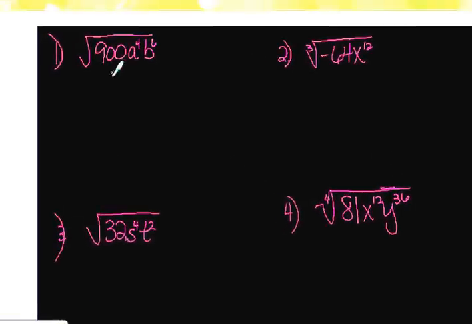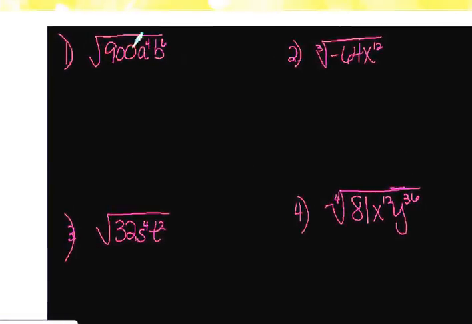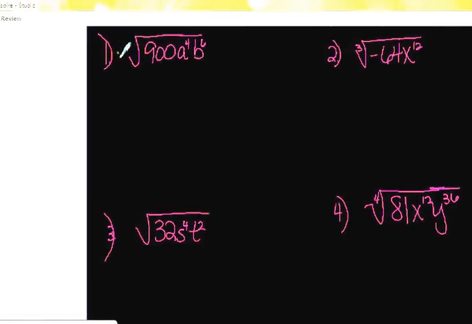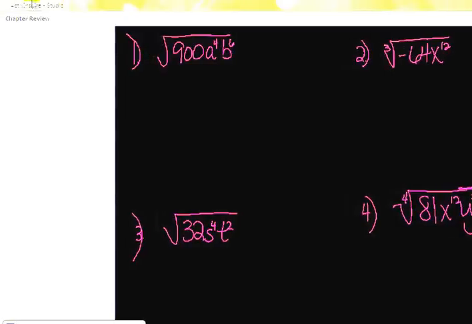Okay, in this video what we're going to do is go over the Chapter 7 review. I'm going to start with question number 1, where we simplify each radical. And as we have learned, what we're trying to do is break these down into perfect square factors.